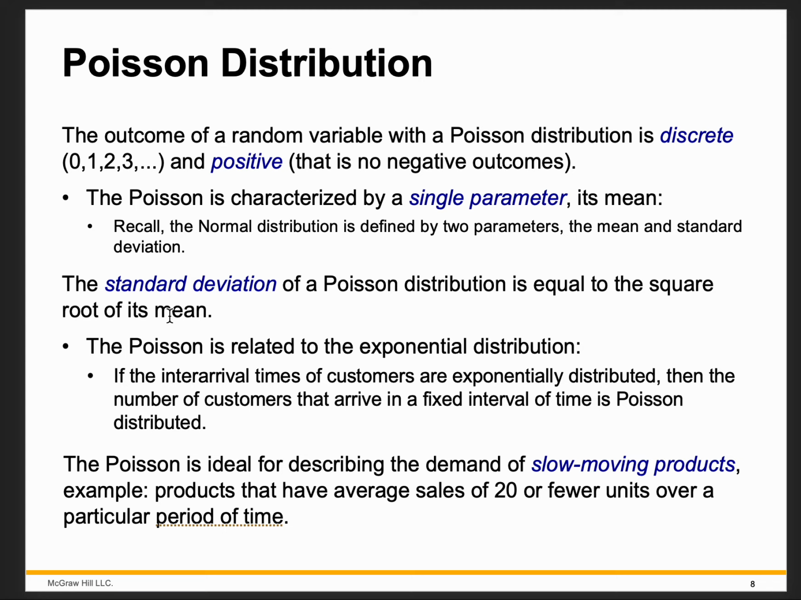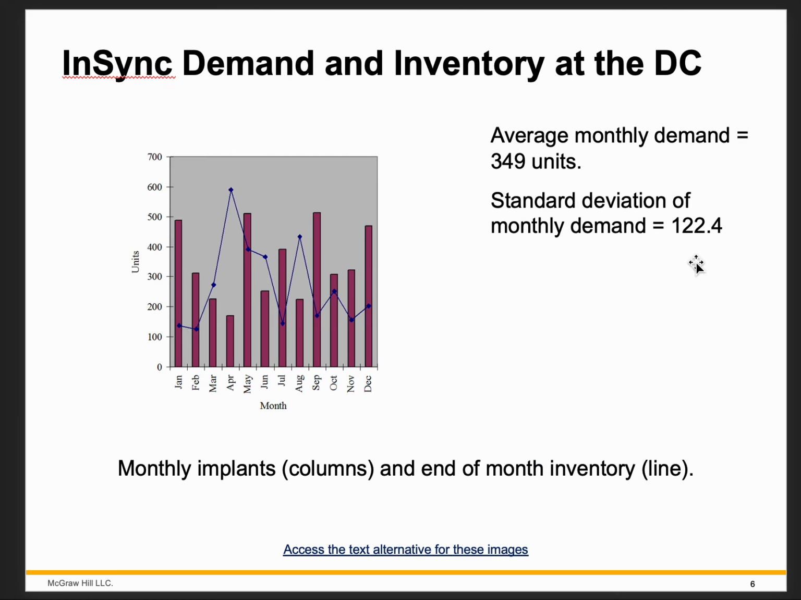Now, the Poisson distribution is ideal for when you have slow moving products, right? Products that have an average sale of 20 units over a particular period of time, whatever period of time you're considering. For example, if you go back to the distribution center, the monthly demand is 349 units. If a month is the unit that you're looking at, then you would not use Poisson distribution because 349 is a very high number. If you convert this into weeks, right?